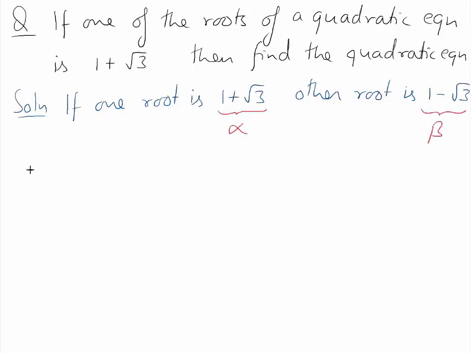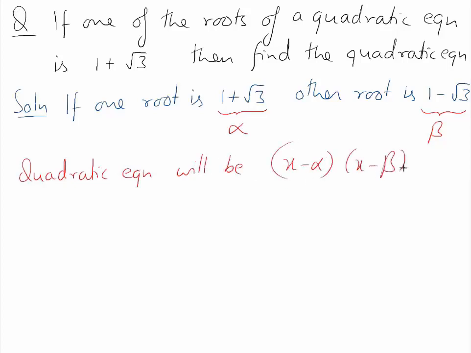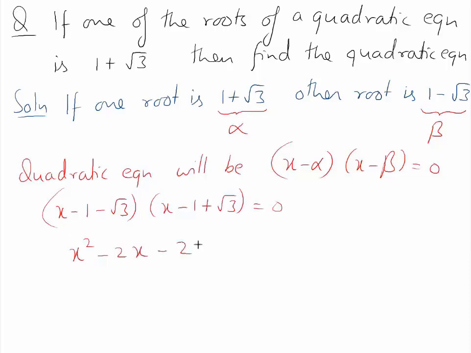So the quadratic equation will be x minus alpha multiplied by x minus beta equals 0. That is x minus 1 minus root 3, x minus 1 plus root 3 equals 0. So we can multiply and get the answer. So the final answer will be x squared minus 2x minus 2 equals 0.